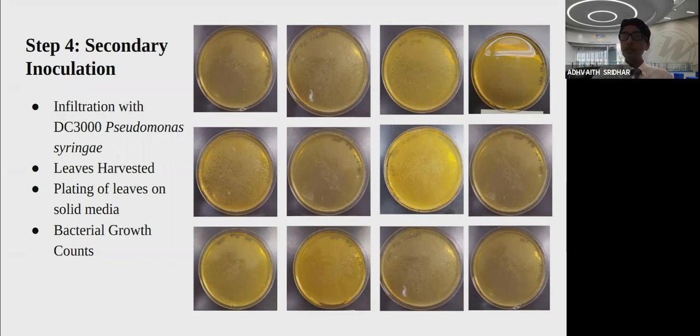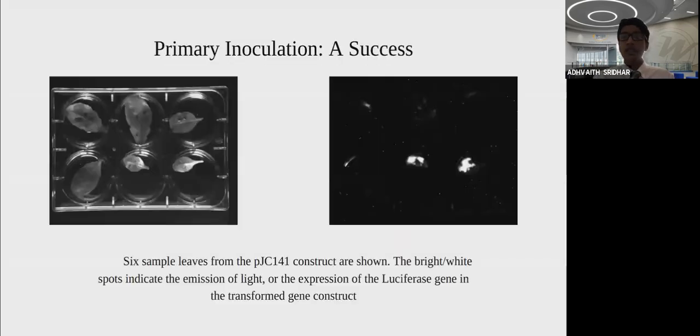So we got 2 primary sets of results from these experiments. The first set of results, which was from primary inoculation and the luciferase gene expression test, shows that there is light being emitted from experimental plant leaves. And this shows that the luciferase gene was being expressed, and thus the edited genes being transformed into the plants was a success.